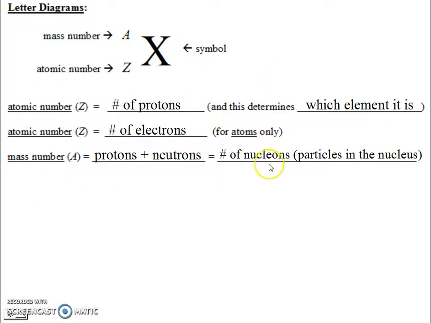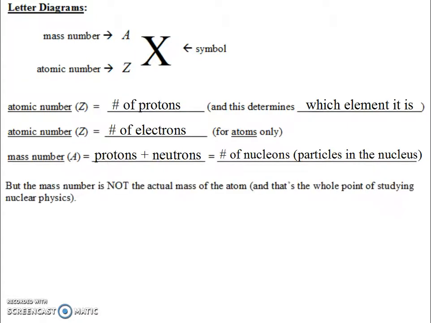So the mass number is the number of nucleons, a word that maybe has fallen a little out of favor in the chemistry world, but we're going to use it here in physics. It just means particles in the nucleus, nucleon, obviously not accounting for electrons. One of the important things to recognize is this: like it says on your sheet, mass number is not the mass of the atom. It's something different, and that's kind of the whole point of why we're going to be studying nuclear physics. We're going to get into all these details.